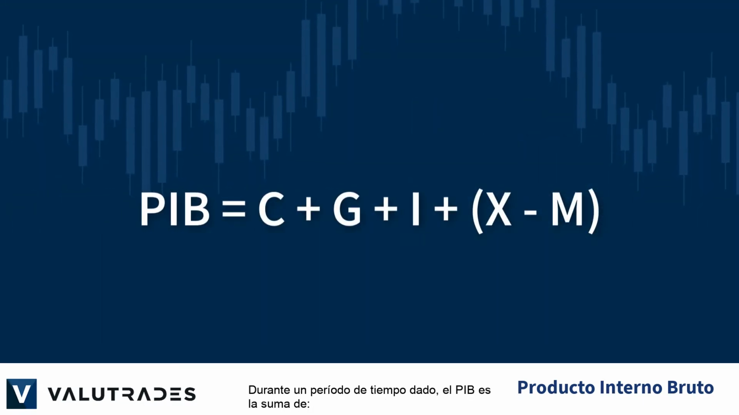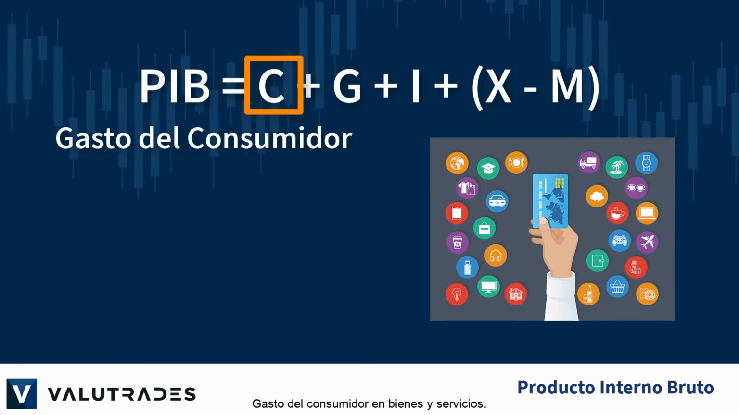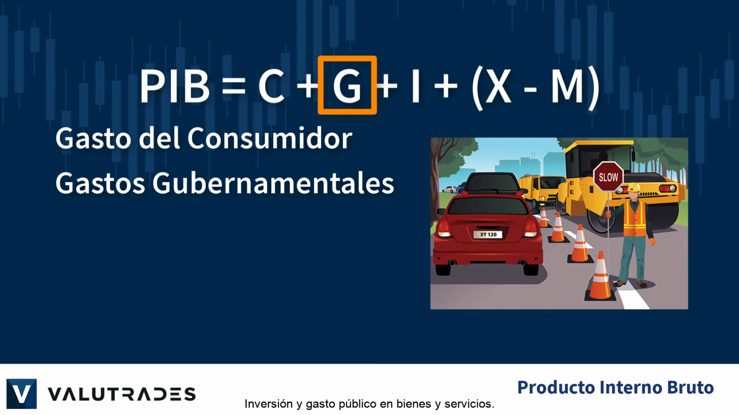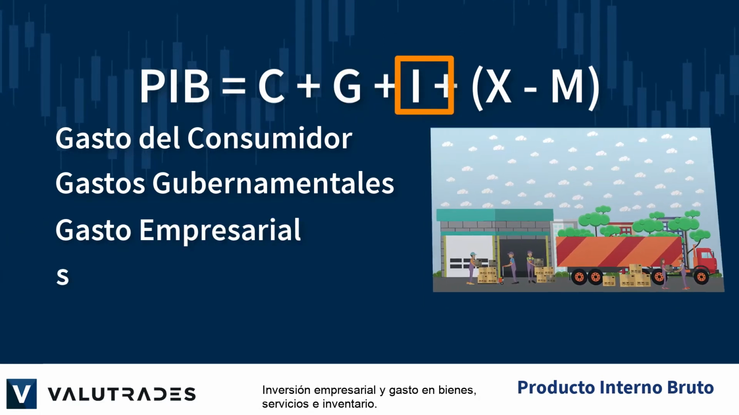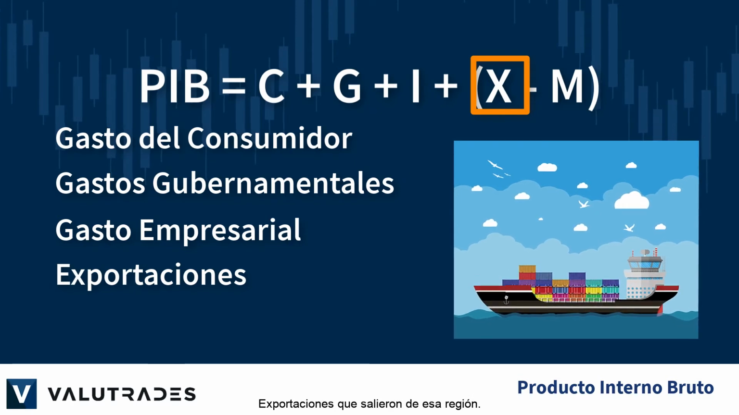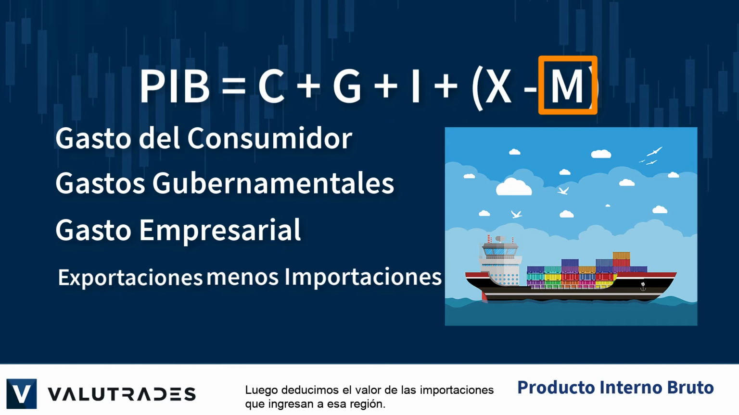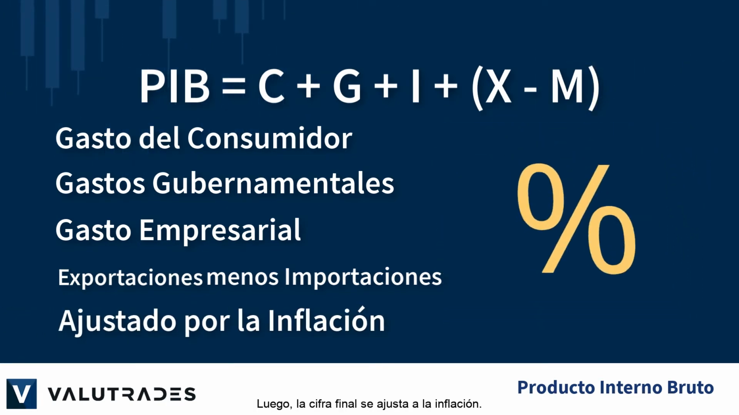During a given period of time, GDP is the sum of consumer spending on goods and services, government investment and spending on goods and services, business investment and spending on goods, services, and inventory, exports which left that region, then we deduct the value of imports entering that region. The final figure is then adjusted for inflation.